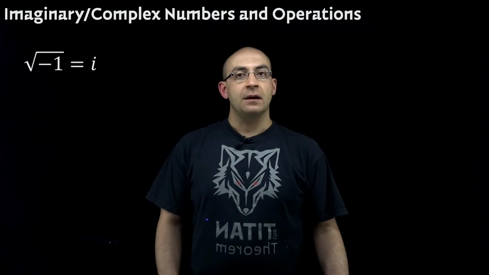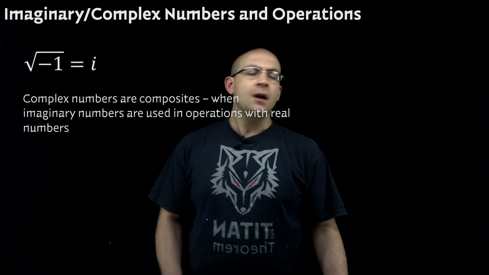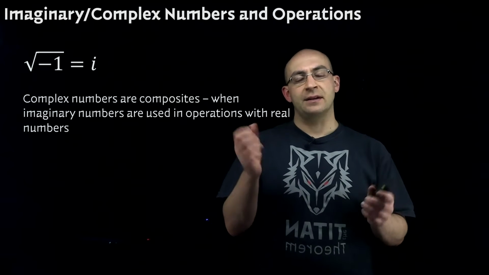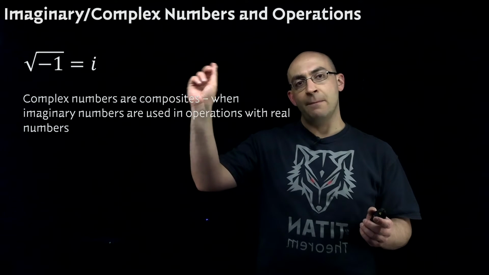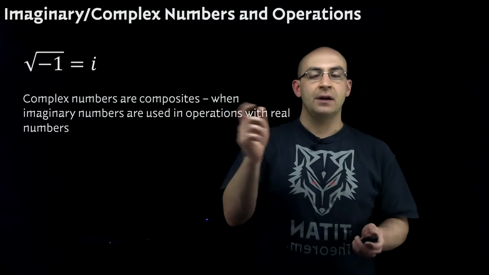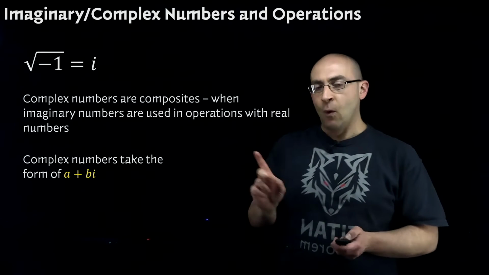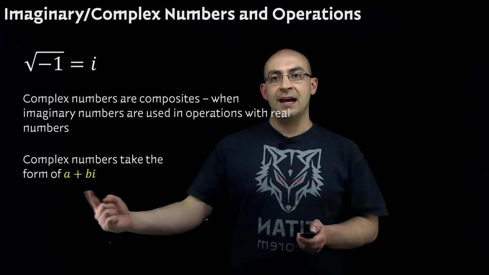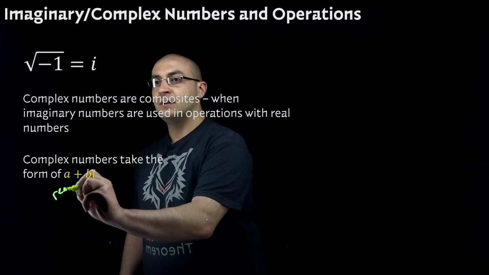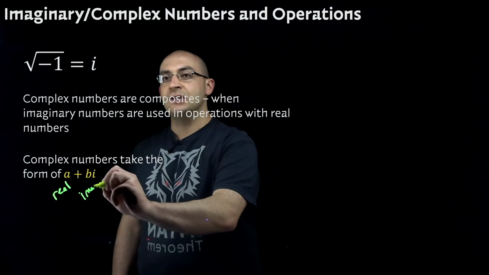Now, again, we have our notation of the square root of negative 1, which equals i. But a complex number is a little bit different. A complex number is basically a composite, meaning a mixture of both the imaginary part, or an imaginary number, and a real number. Usually, they are matched together through operations. And the form that it takes is a plus bi, where a is the real part of that expression, and bi represents the imaginary part.